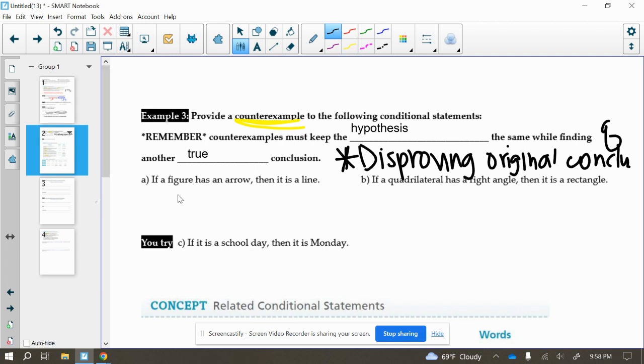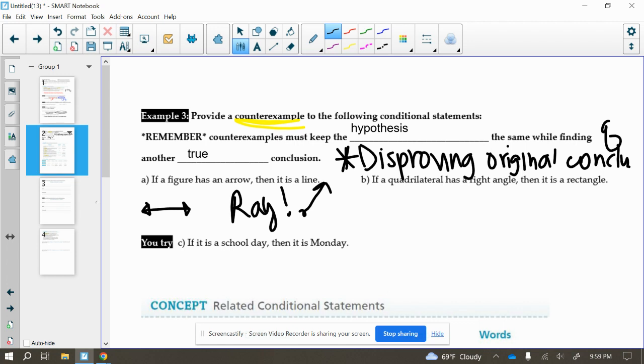So for instance, if a figure has an arrow, then it is a line. So they're thinking about our geometric terms that have arrows on them. Now we know lines have arrows, but what other figure has an arrow on it? That would be a ray, right? We know a ray has an arrow on it as well. So a ray would be a counterexample.